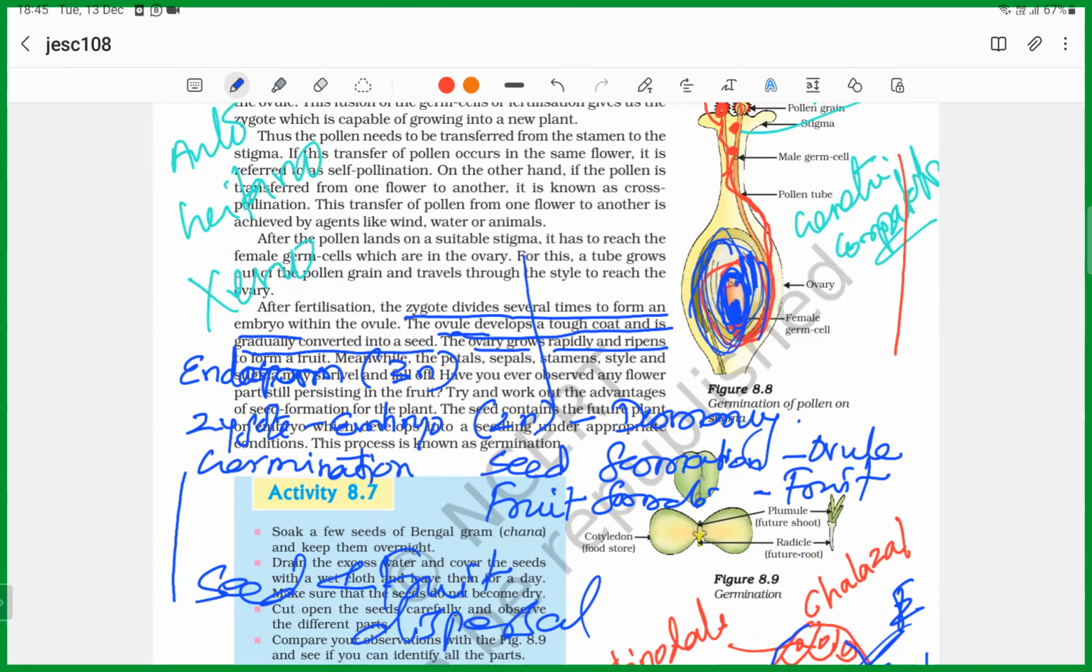Okay, by different means the seeds and fruits are dispersed, by birds, by animals, etc. And then if the seed reaches its proper environment under favorable conditions, what occurs? What is the process? Germination. The final process here is germination. And germination results in what? Root formation, shoot formation, and then the development of the plant. Is it clear? This is about reproduction in plants.